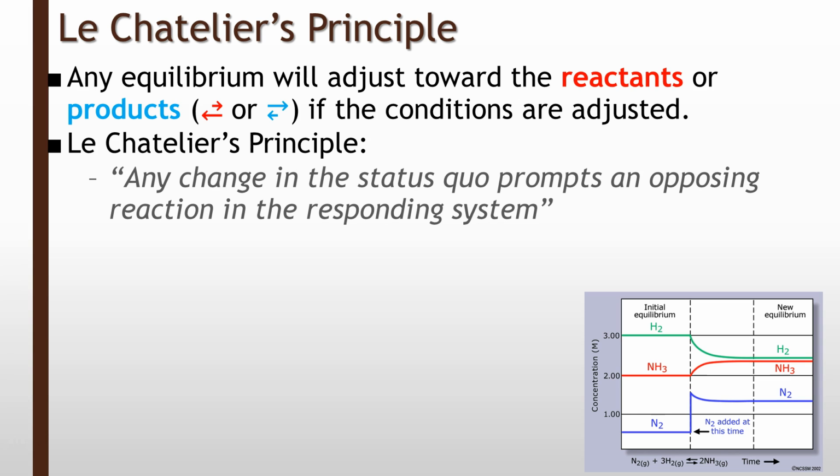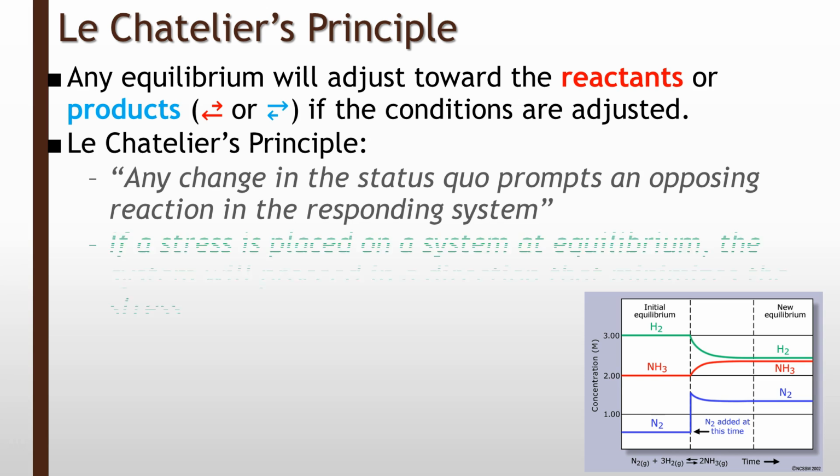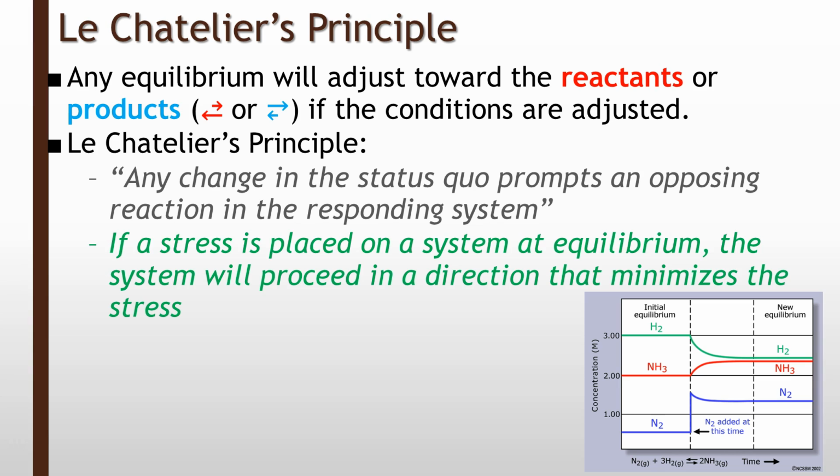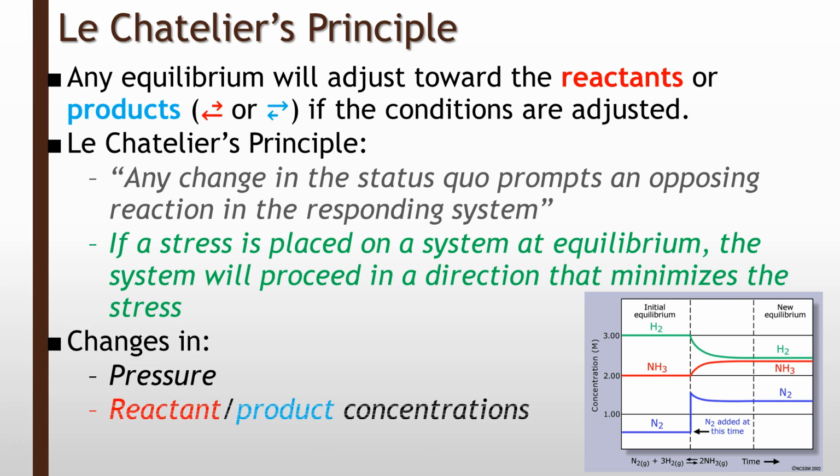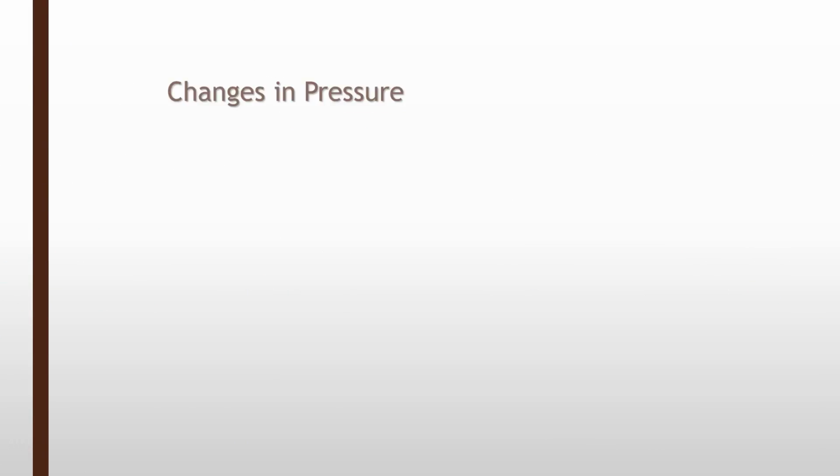It basically states that any time there is a change in the status quo, there is going to be an opposing reaction in the responding system. If you put a stress on a system at equilibrium, the system is going to proceed in a direction that minimizes that stress. You do something, the system is going to try to undo it. And we're talking about changes in both pressure, reactant or product concentrations, and temperature. We're going to talk a little bit more about each one of those in depth, so you don't need to copy it down this moment. But anytime you do something, the system is going to try to minimize or almost undo what you just did.